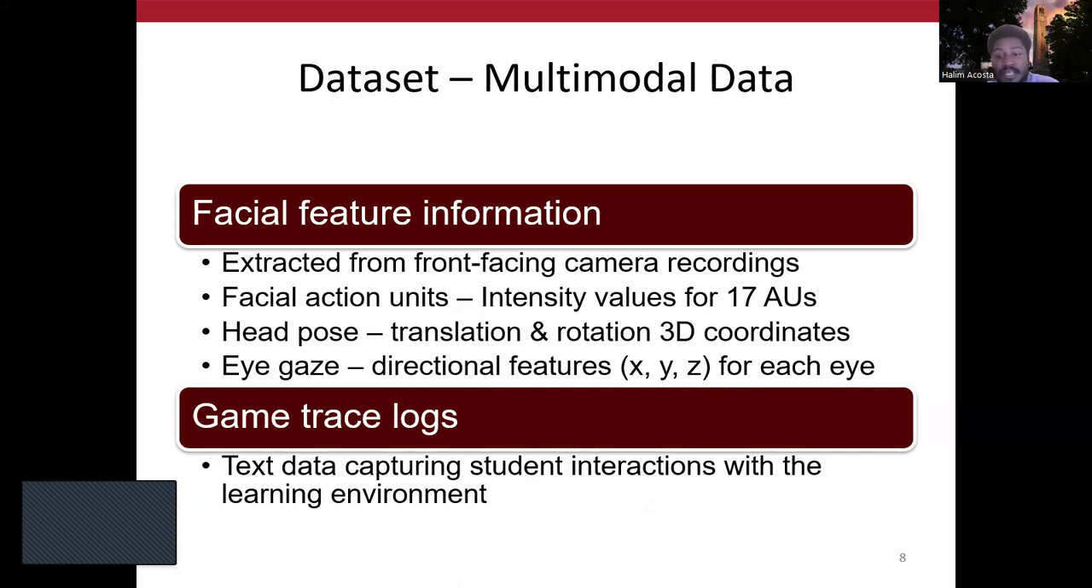In tandem with facial analysis, students' interactions within the learning environment are captured through trace log data, documenting in-game actions such as NPC interactions, locations visited, evidence collected, and chat messages exchanged. We investigate the efficacy of these multimodal features for predicting student collaboration satisfaction.